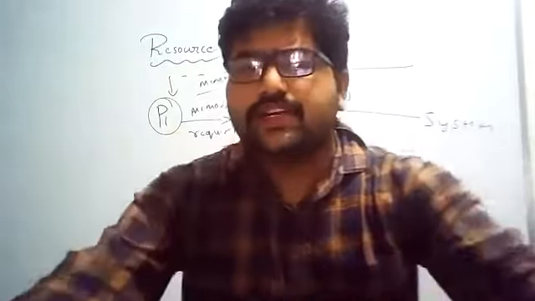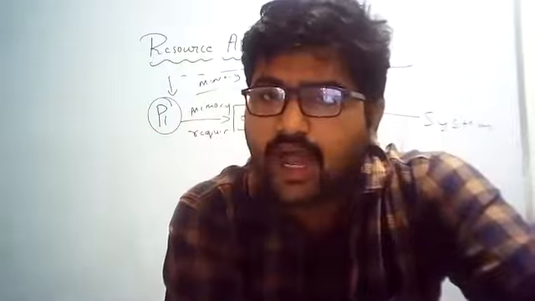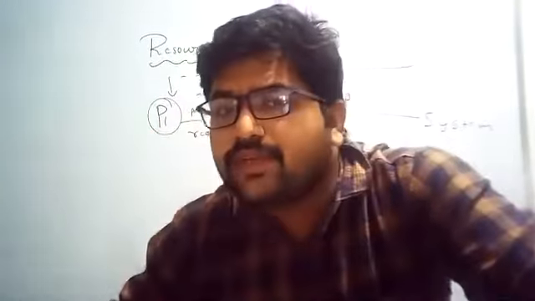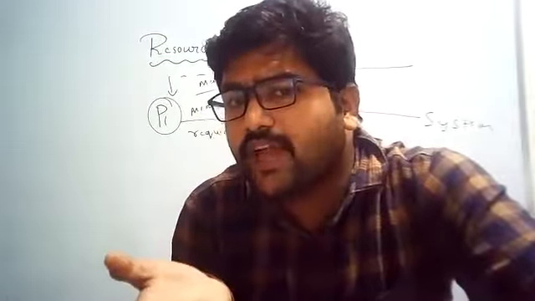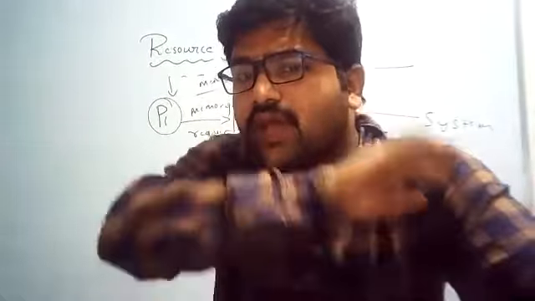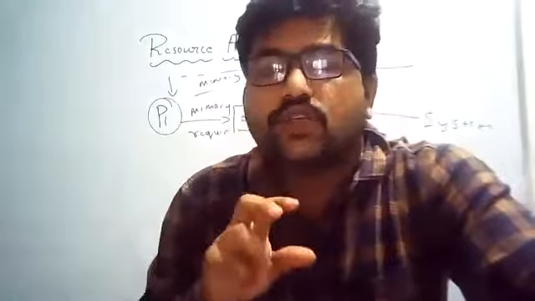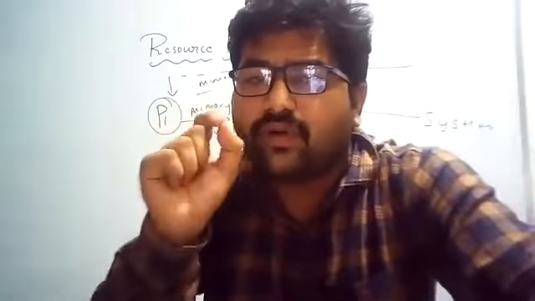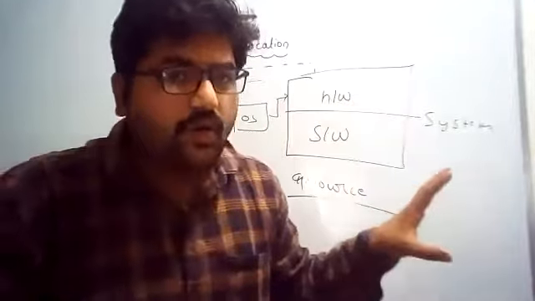I hope it is clear. Resource allocation in the sense, what a process requires to complete the task will be provided by the operating system. Once again, I'm going to tell: what a process needs to complete the task, those kinds of resources are going to be allocated by the operating system. That is called a special service of the operating system, resource allocation. I hope it is clear to you all.